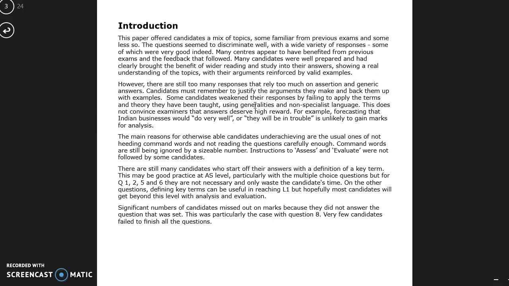So what is context? It's using specific information from the case study or a real life example, something that makes your point unique. If the question refers to India, you've got to bring in points about India. You can't just write a textbook response which could be applied to any country in the world. So again, access exam reports to help you realize what that is.